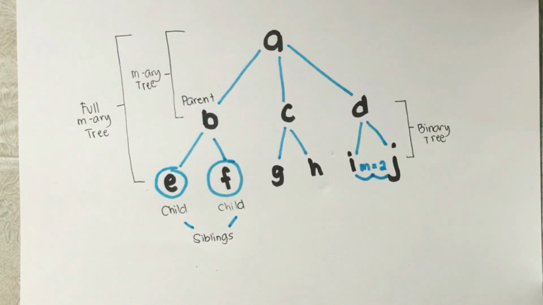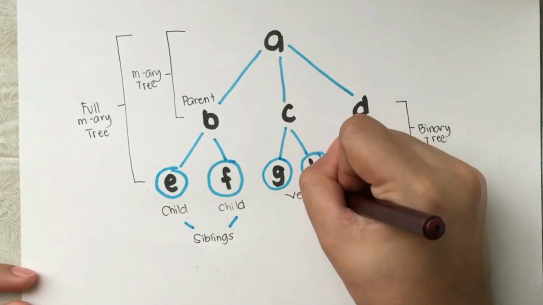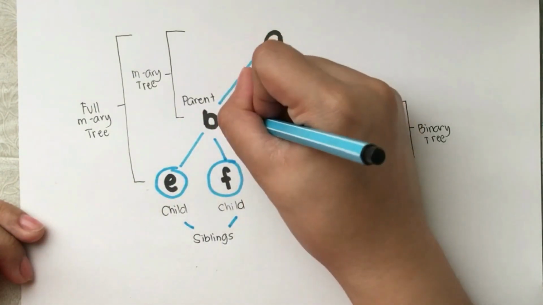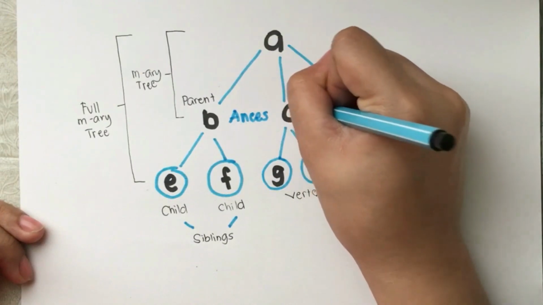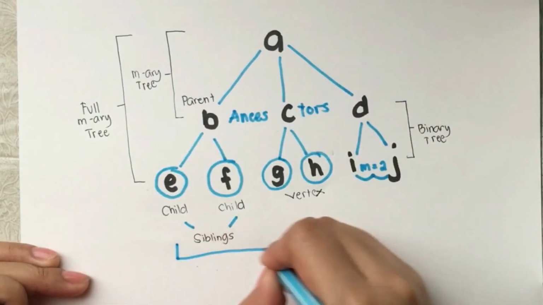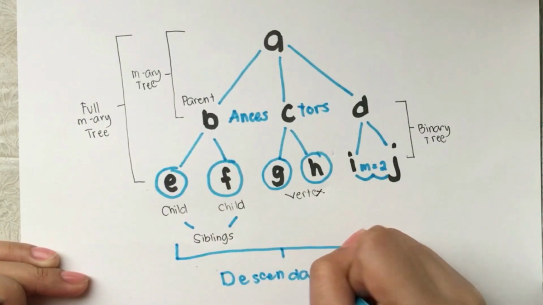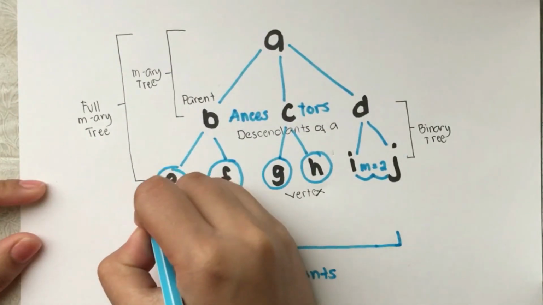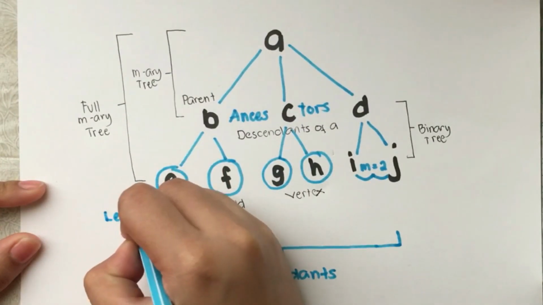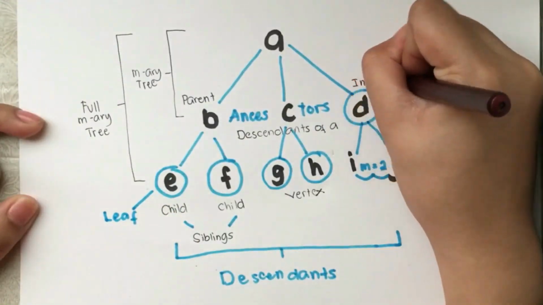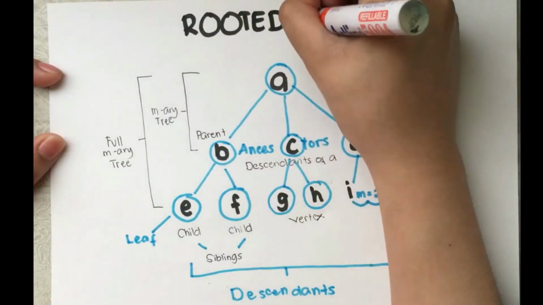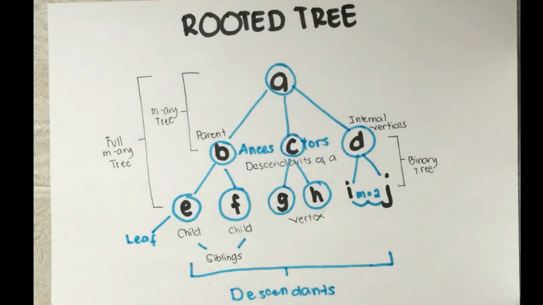The ancestors of a vertex other than the root are the vertices in the path from the root to this vertex, excluding the vertex itself and including the root. In this part, the root A and internal vertices B, C, and D are the ancestors. The descendants of a vertex are those vertices that have the given vertex as an ancestor. A vertex of a tree is called a leaf if it has no children. Vertices that have children are called internal vertices. Now to finish the introduction, a tree together with its root produces a directed graph called a rooted tree.